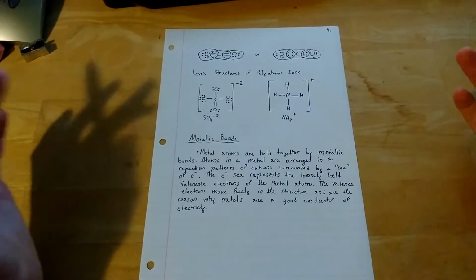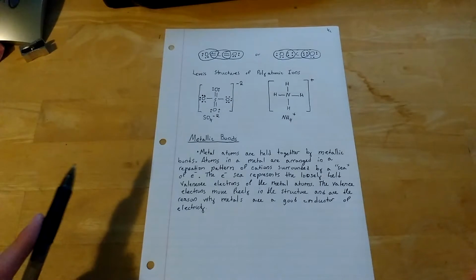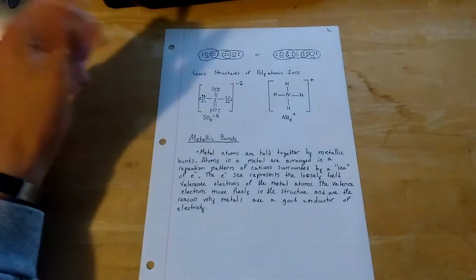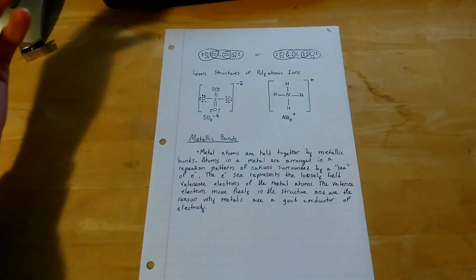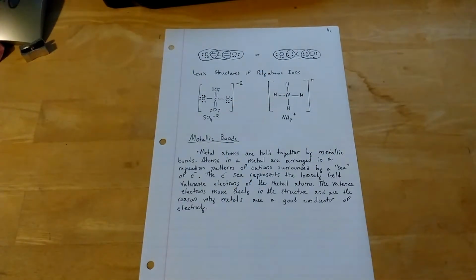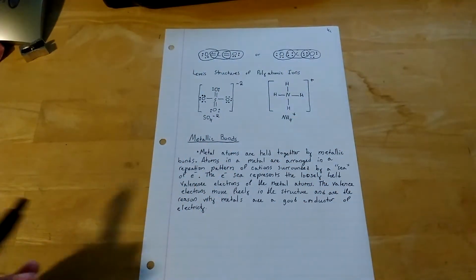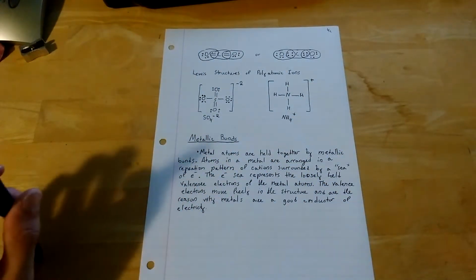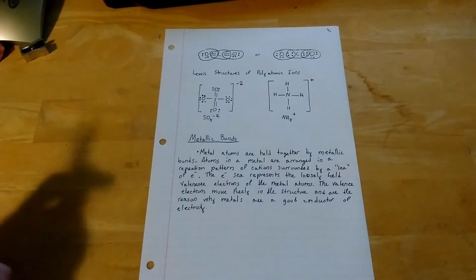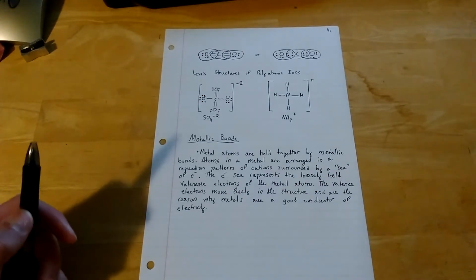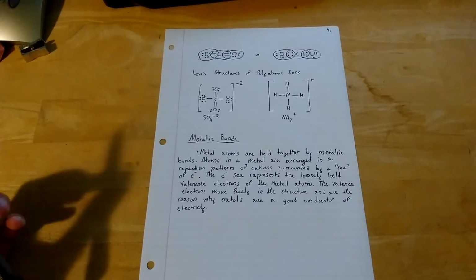Alright, metallic bonds. Metal atoms are held together by a metallic bond. Atoms in a metal are arranged in a repeating pattern of cations surrounded by a sea of electrons. The sea of electrons represents the loosely held valence electrons of the metal atoms. The valence electrons move freely in the structure, which is like a cube. It's very similar to a sodium chloride type of structure, of crystal, I should say.